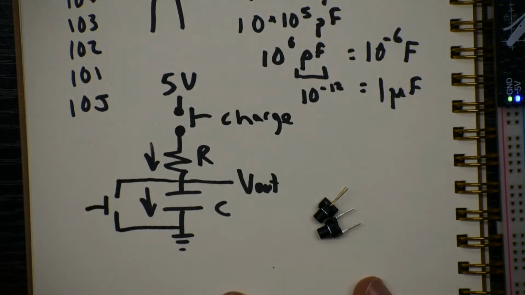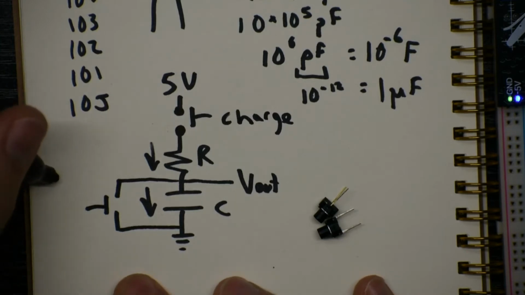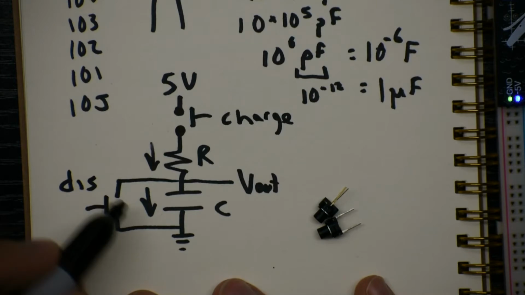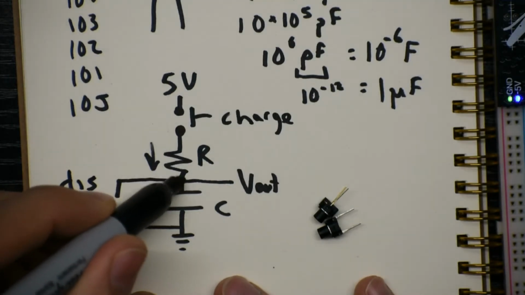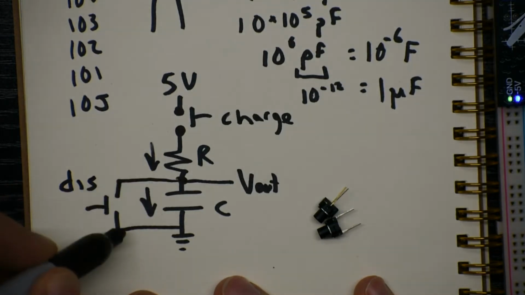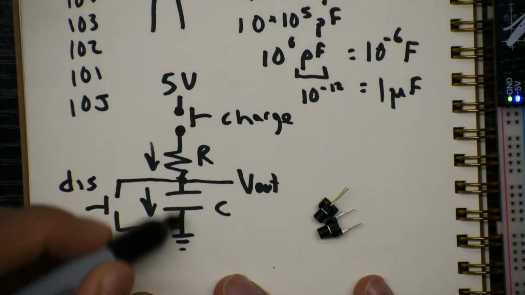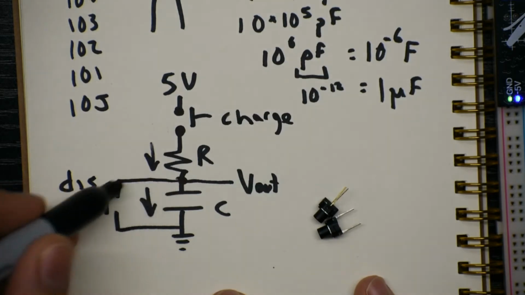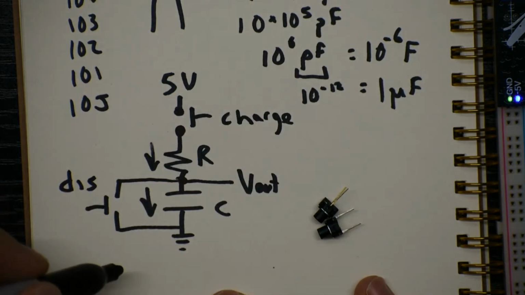in parallel to the capacitor, and we're going to call this the discharge button, which is labeled dis. So what happens when you push this button? When you push that button, you're connecting the top of the capacitor to ground. So whatever voltage is across this capacitor, because there's charge on it, that charge will be instantly shoved into ground. So we're making a short.